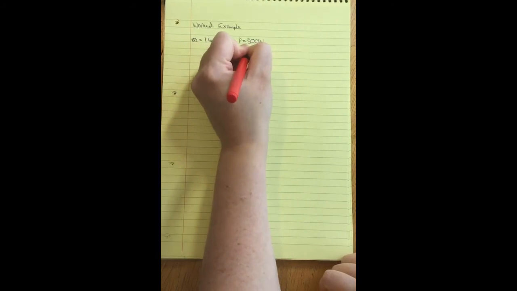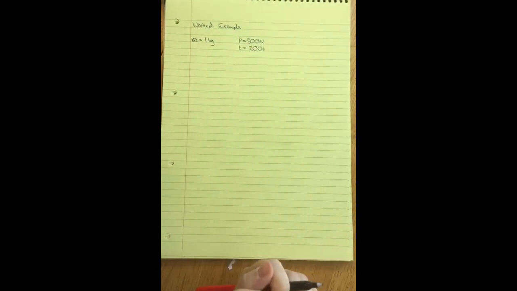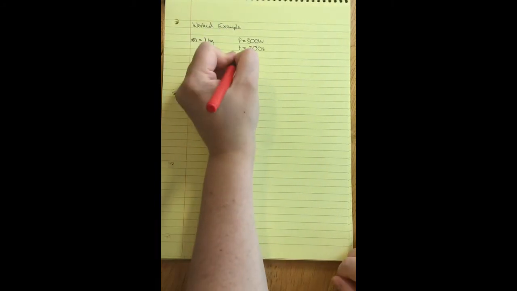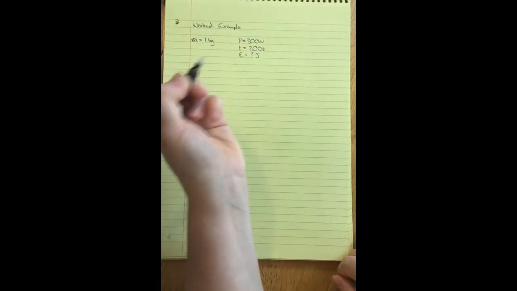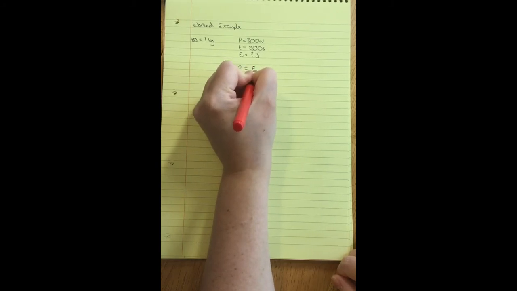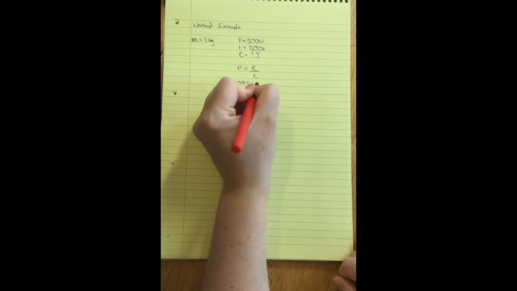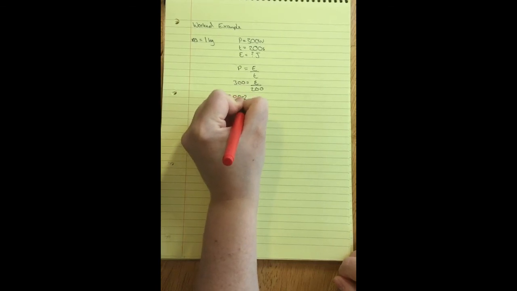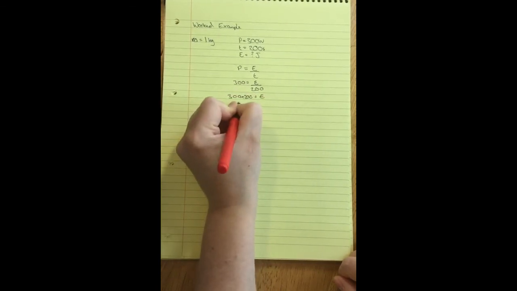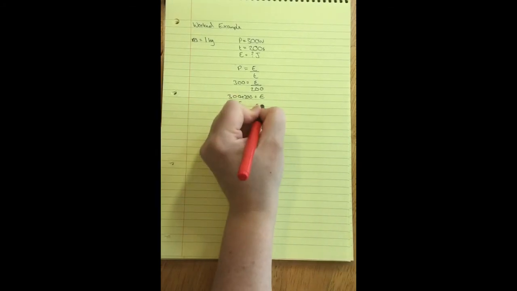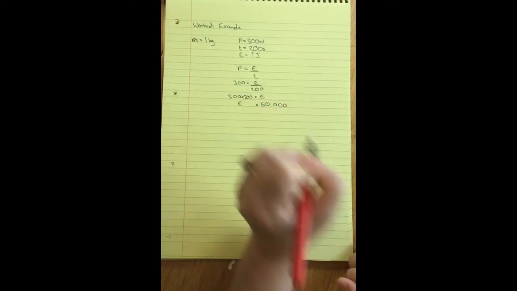A graph of the temperature of the wax against time is plotted. The first thing they wanted us to calculate is the amount of energy supplied by the heater in 200 seconds. Okay, can do. Power equals energy over time. So 300 equals energy over 200. 300 times 200 equals energy. Energy equals 3 times 2 is 6 with 4 zeros.